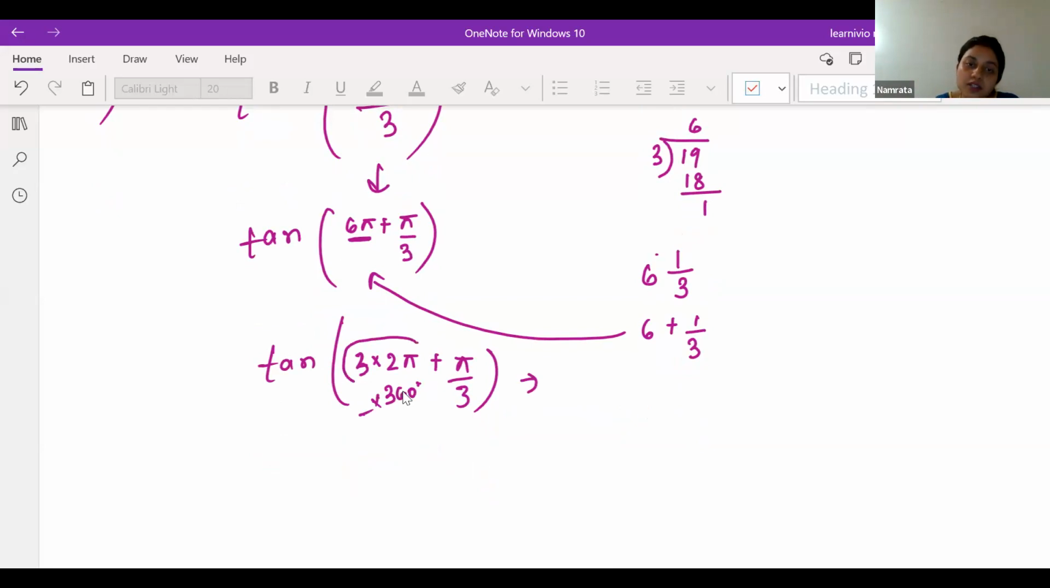तो यहाँ भी तो 360 की type का ही कोई multiple है. 2 pi का मतलब क्या होता है? One complete revolution. So 3 into 2 pi का 3 complete revolution. 3 complete revolution के बाद कितना extra? Pi by 3 extra. So कौन से quadrant में जा रहा है? First quadrant में. ठीक है?